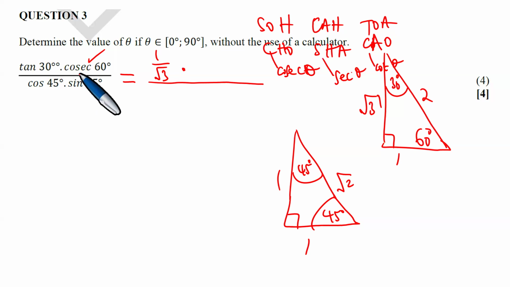Okay, let's deal with cosec. Sine is opposite over hypotenuse, so cosec is hypotenuse over opposite. Cos is adjacent over hypotenuse, but sec, you start from the end, it's hypotenuse over adjacent. Tan is opposite over adjacent, but cot is adjacent over opposite. Okay, let's deal with cosec 60.